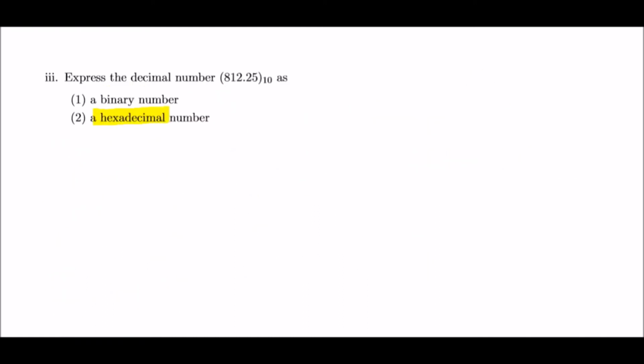Done. Okay, so I've cleaned the page and now let's look at hexadecimal. So same thing applies. So firstly take the 812, pull it on the side and draw your dotted line. And instead of dividing by 2, like the binary one, we're going to divide this by 16. Okay, that's the difference.